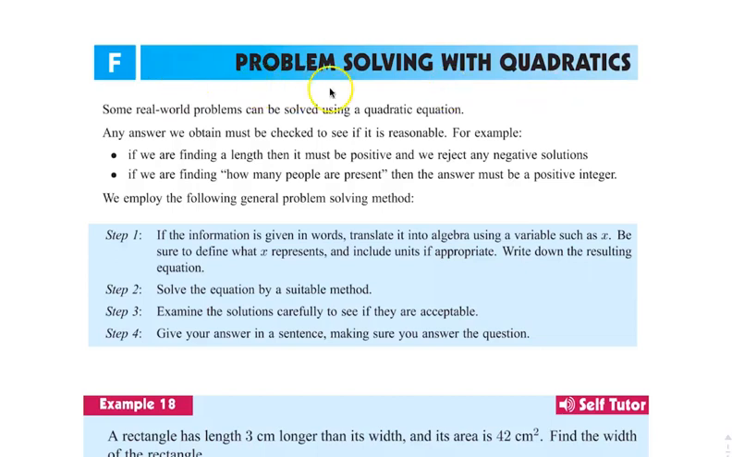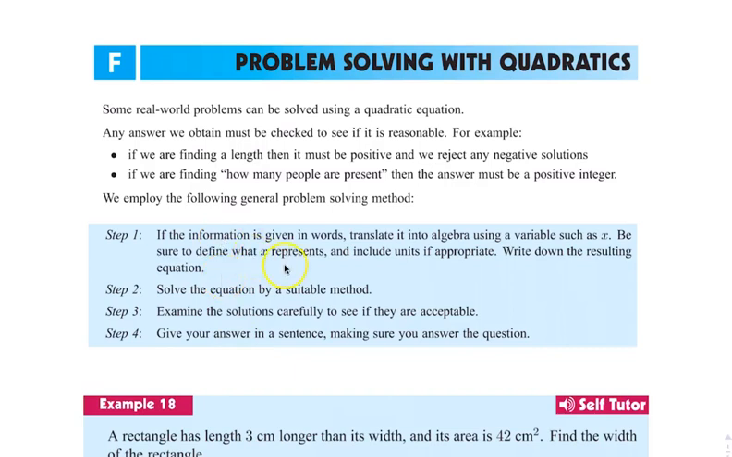Problem solving with quadratics. Some real-world problems can be solved using quadratic equations. Any answer we obtain must be checked to see if it's a reasonable answer. For example, if we find a length, it has to be positive. If you get -3 for a side, that doesn't make sense. If we're finding how many people are present, the answer must be a positive integer, but it can't be 2.5 or -6.